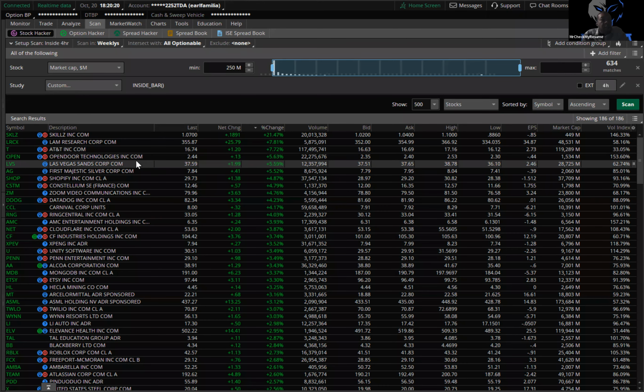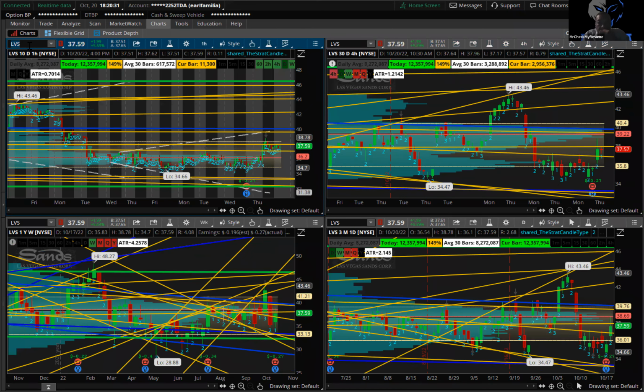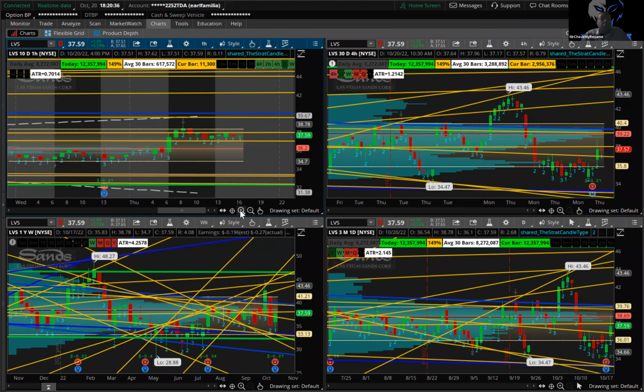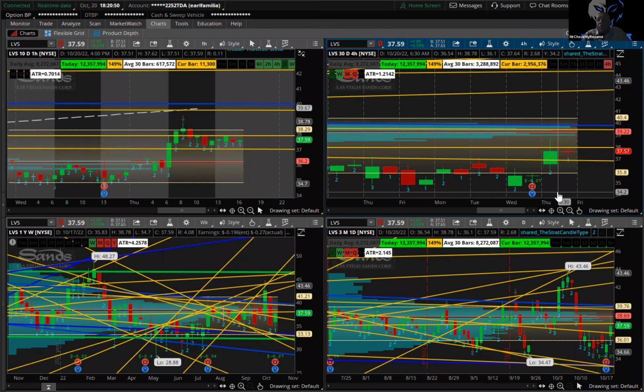What we got here? We got Las Vegas Sands, Shopify, Zoom, DDOT. LVS. Similar deal. It looks like it's right between these two broad formations. And on the day, we closed inside. Inside week, 2 up on the day. Right there, close on the BF.